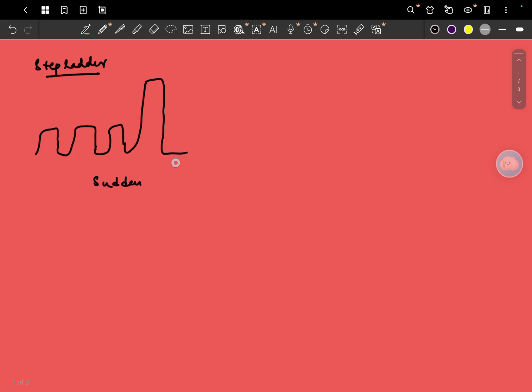The next graph is the step ladder type. So the step ladder pattern will be like this. You'll have a sudden increase, which is indicative of malignant hyperthermia. So this is a very important topic.